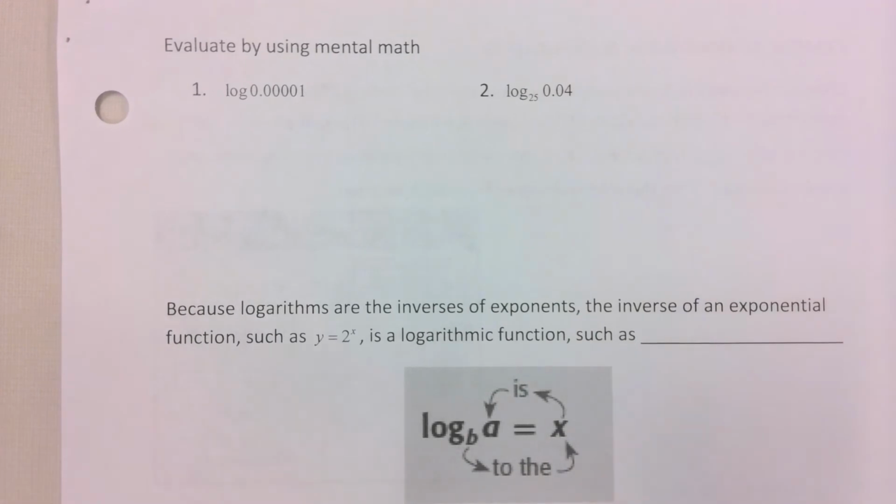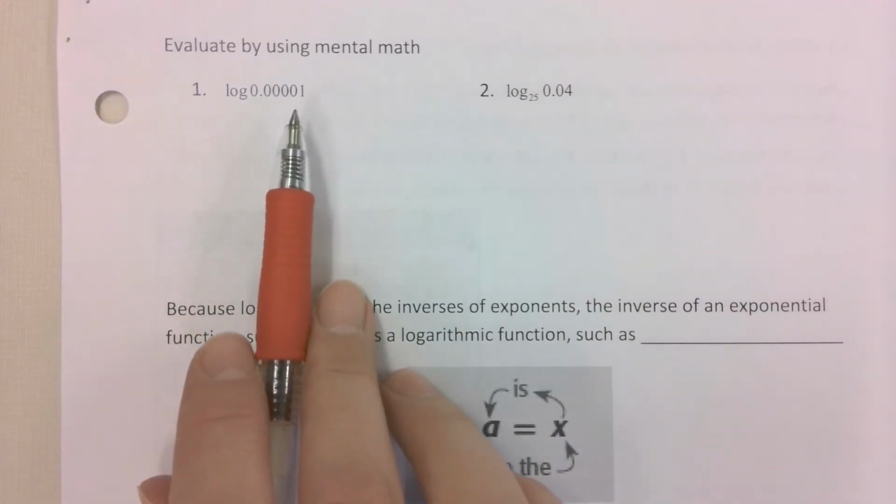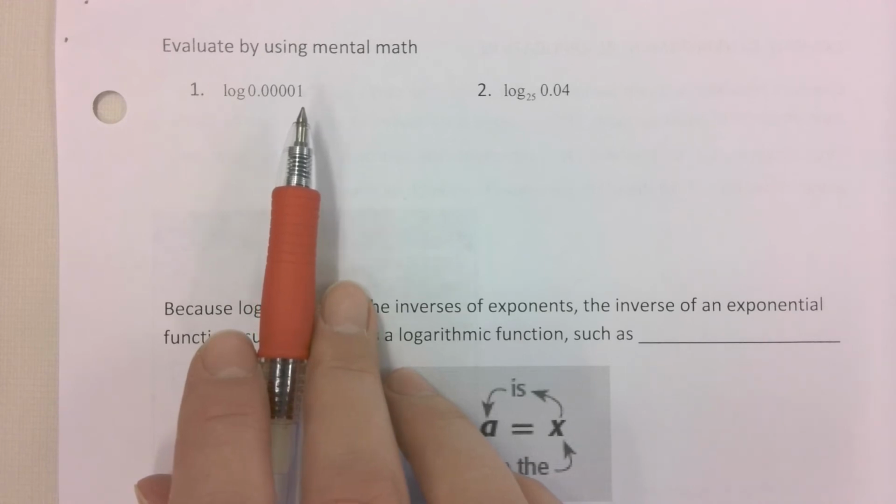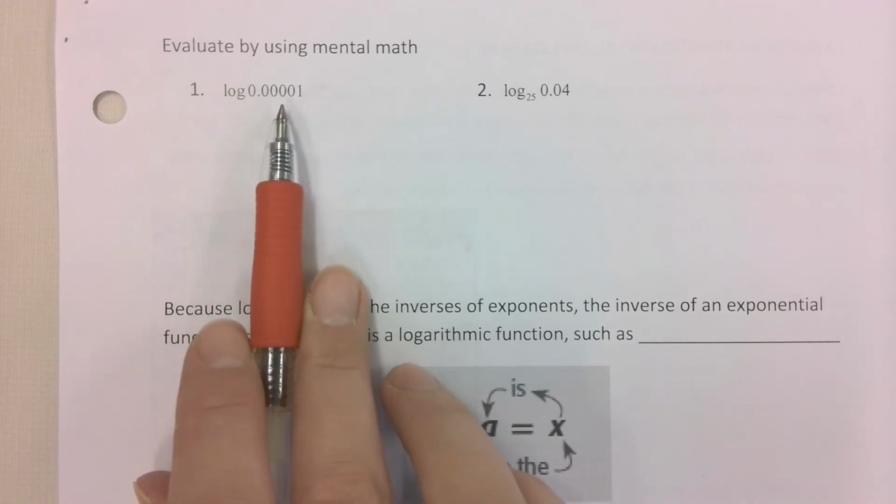All right, we have a couple more here, and it says evaluate using mental math. One of the hard parts here is this decimal. We actually want to keep fractions if we're using mental math. If we're using our calculator, we can use anything. But for mental math, I don't want this.